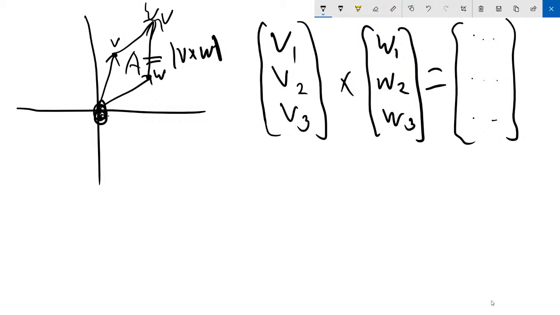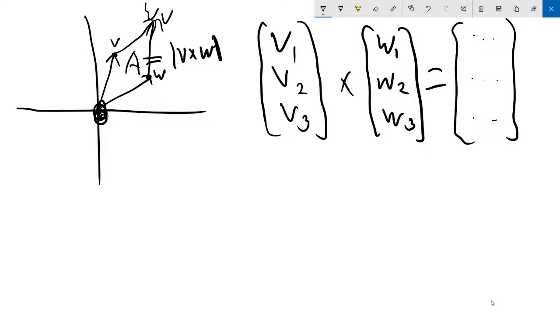That is the case. And that really, it should be super cool. Like, how does that happen? So this parallelogram over here is the magnitude of the cross product vector in 3 dimensions.